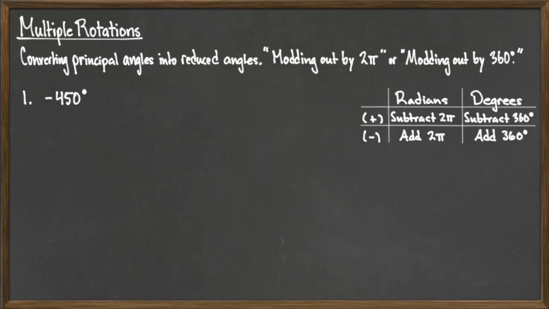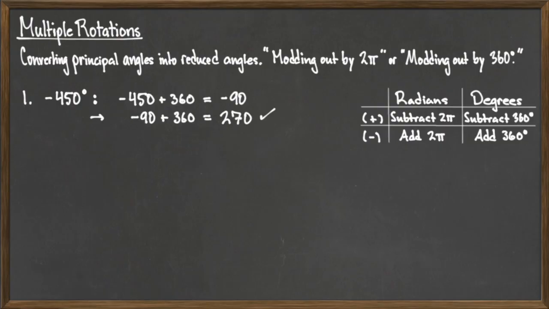We want to find the corresponding coterminal angle between 0 and 360 degrees. Since this angle is measured in degrees and it's negative, I'm going to add the number 360 to it. When I do that, I get minus 450 plus 360 is equal to negative 90. Since the angle that I landed at is still negative, in other words not between 0 and 360, I need to rinse and repeat my process and add 360 again. When I do that, I get the angle positive 270.